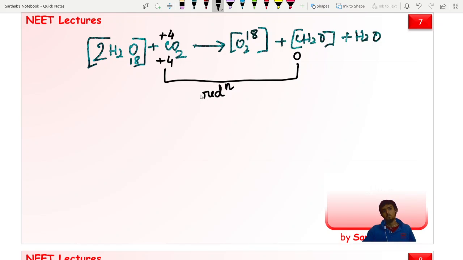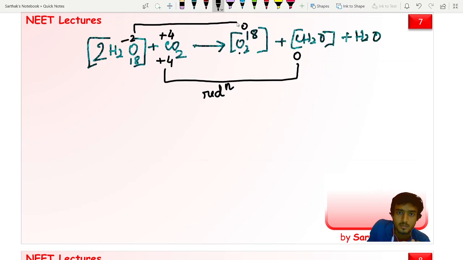Okay, and see here carefully, the oxidation state of this O atom here is -2, and the oxidation state of O atom in O2 molecule is 0. So basically in this part of the reaction, oxidation is what is happening.